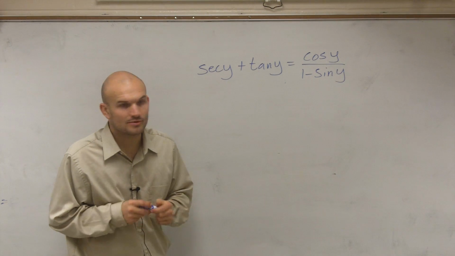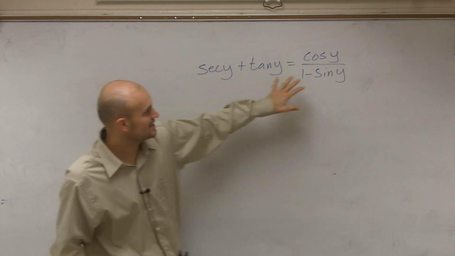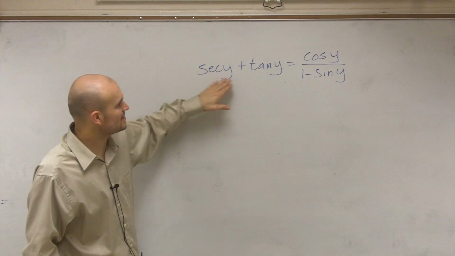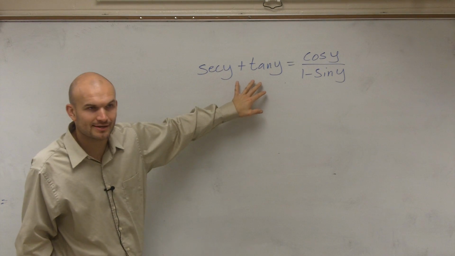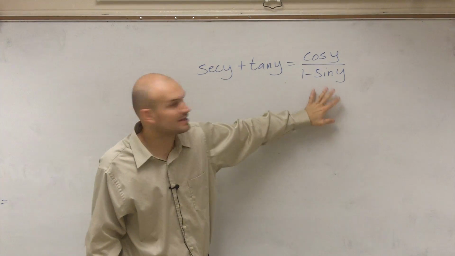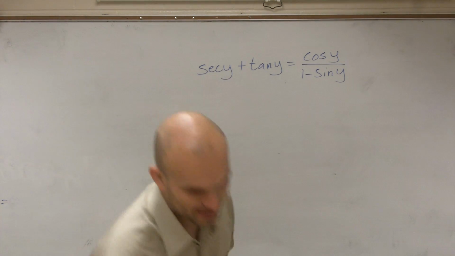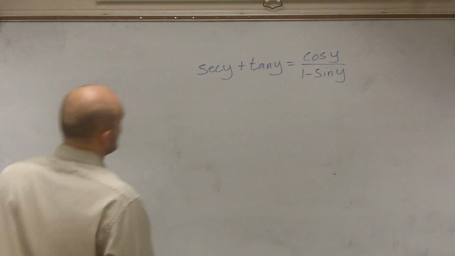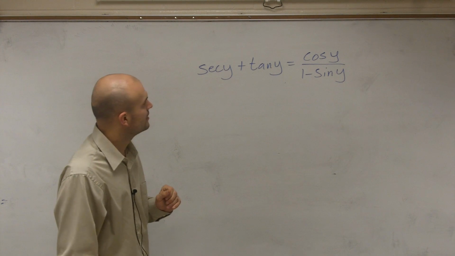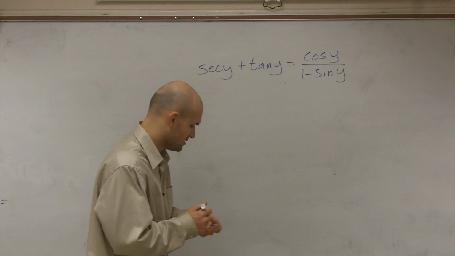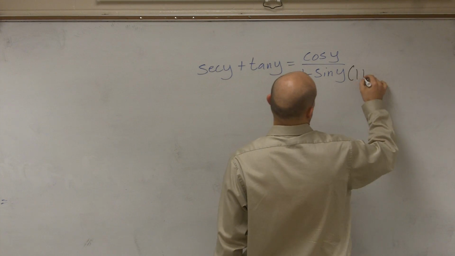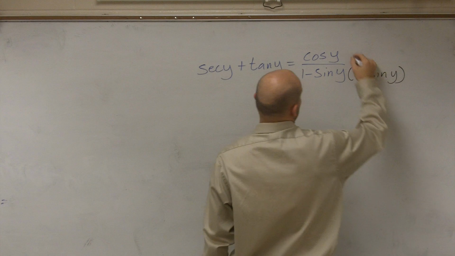Since these are two added terms, and this one's in a fraction, I can't combine these, and I've shown you how to combine these two, so I'm going to work on the right side and get this off as a fraction. I'm going to get the 1 minus sine out of the denominator. To get this off the denominator, what I'll have to do is multiply by 1 plus sine of theta, or sine of y.